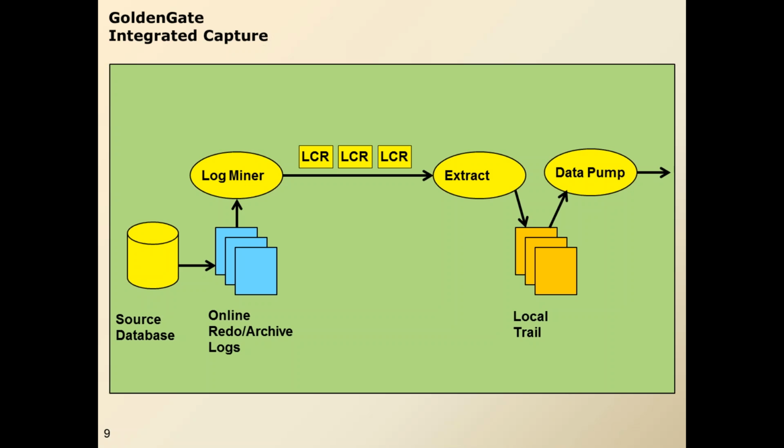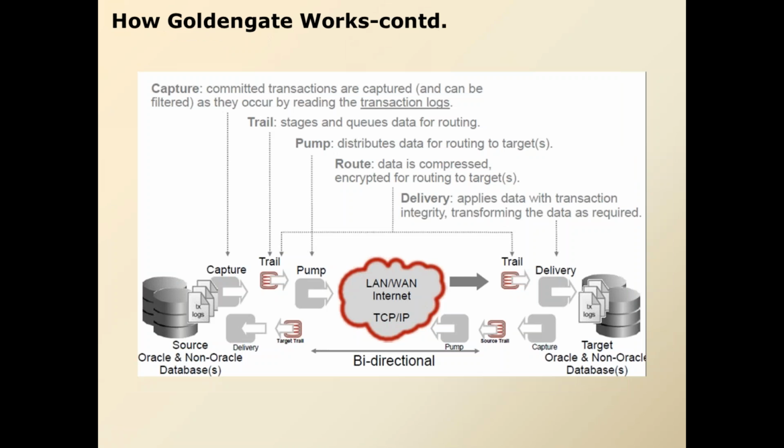See, what was happening in case of classic capture? The classic capture was reading your transaction logs in a sequential manner. It has to read the transaction logs in a sequential manner, so it was scanning transaction logs. Now suppose there are 100 tables in your environment. You want to replicate the data of only 2 tables.